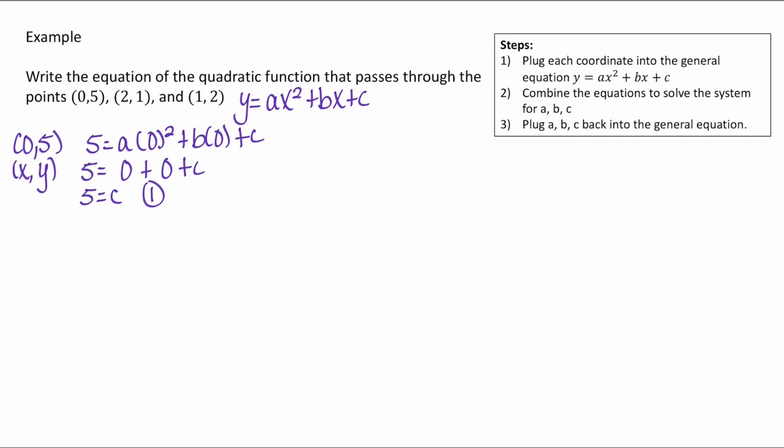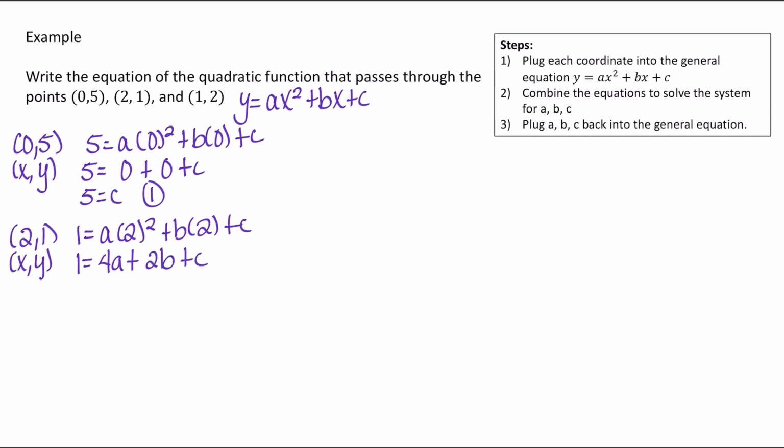Now I'm going to do my second point. So I have (2, 1), which gives me an x and a y value. When I plug in, I get 1 equals a times 2 squared plus b times 2 plus c. 2 squared is 4, so that gives me 4a plus b times 2, which is 2b, plus c. That's going to be equation number 2.